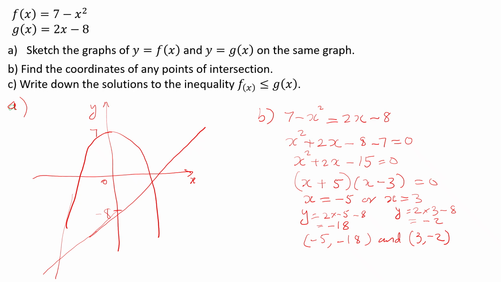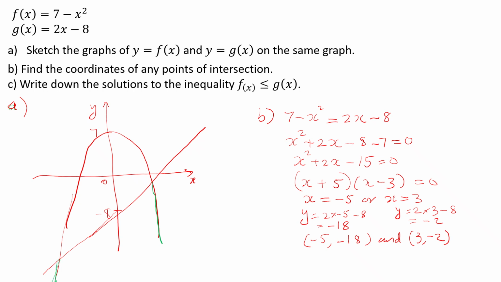Now third part, write down the solution to the inequality f(x) less than or equal to g(x). So f(x) is the quadratic graph. The quadratic graph is less than or equal, so below the line. The quadratic graph is below the line here.